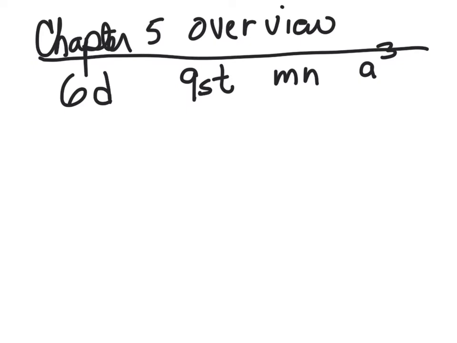So we have the expression 6d. Well, we need to have a variable, which is the d. We have an operation because it's 6 times d, and that would be the operation of multiplication. And the 6 is called the coefficient because it is a number stuck onto the variable.